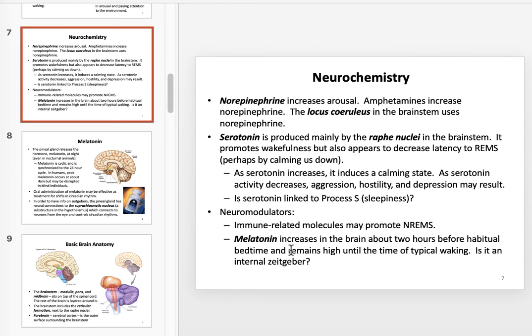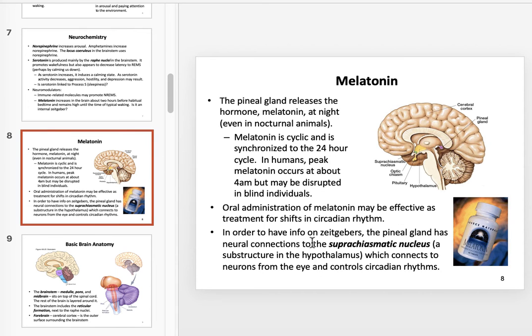And then you may have heard of melatonin. Melatonin is a neuropeptide. It increases in the brain about 2 hours before bedtime and remains high up until about when you typically wake up. And we think melatonin chemicals are in the way your brain syncs different structures so that it's an internal Zeitgeber. It's what your body's time clock is all about.